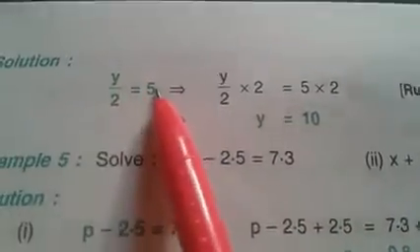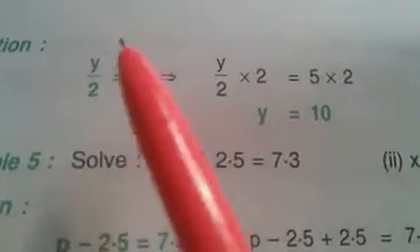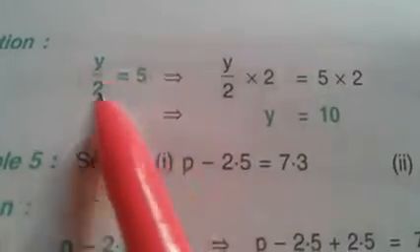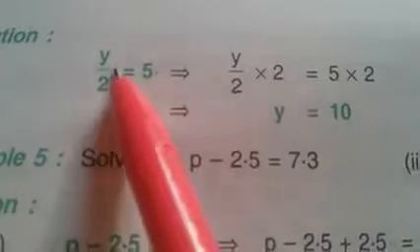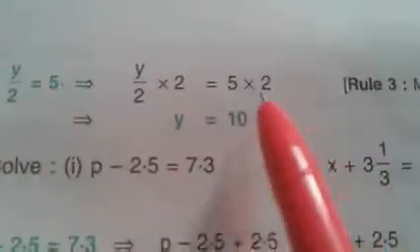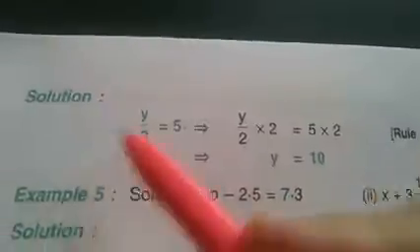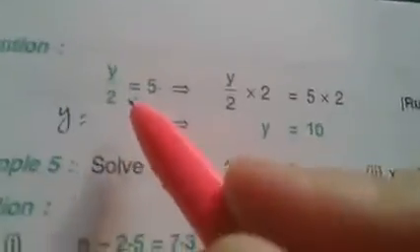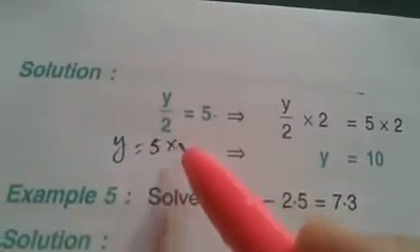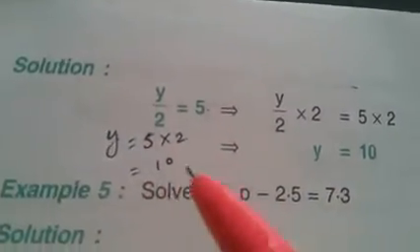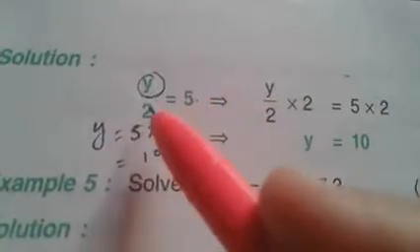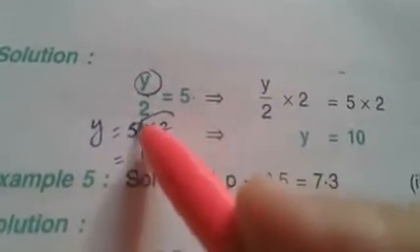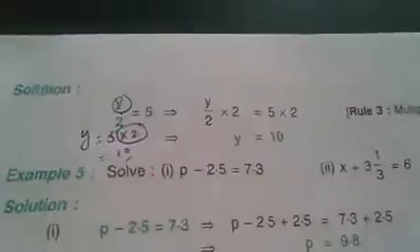Now one more type of example you can see here. y by 2 is equal to 5. So y by 2 means y divided by 2. Since it is y divided by 2, when it goes to RHS, it becomes multiplied by 2. So 5 multiplied by 2, 5 twos are 10. So y by 2 equal to 5, keep it on LHS, transpose divided by 2 becomes multiplied by 2, which is equal to 10. Okay. So in the same way you can solve these exercises.